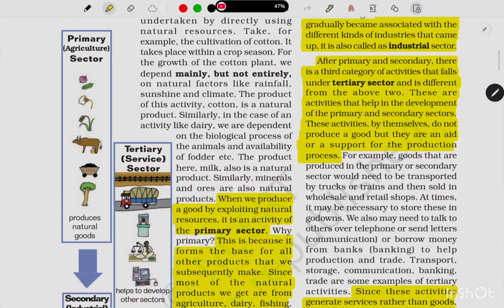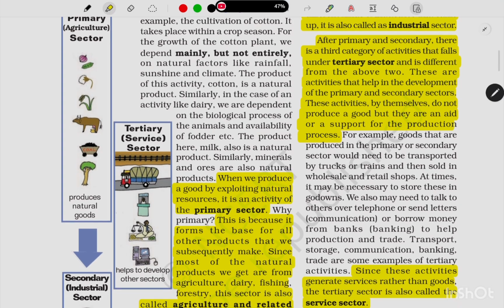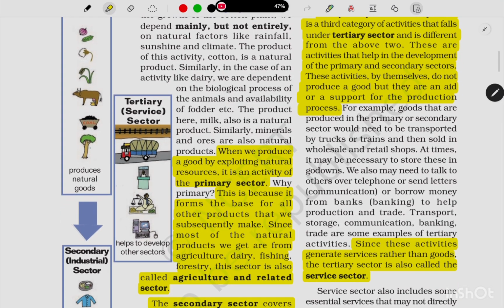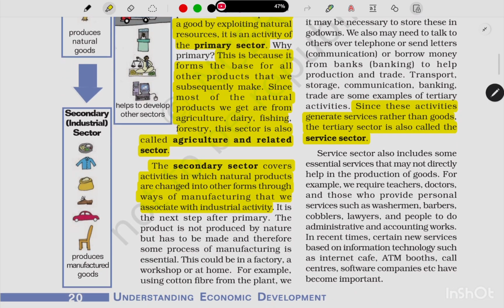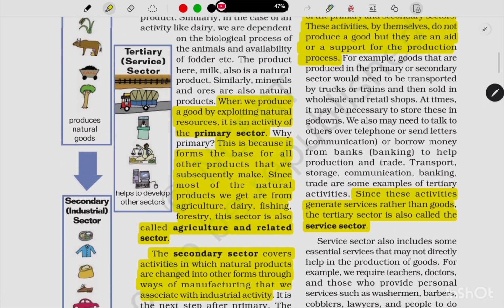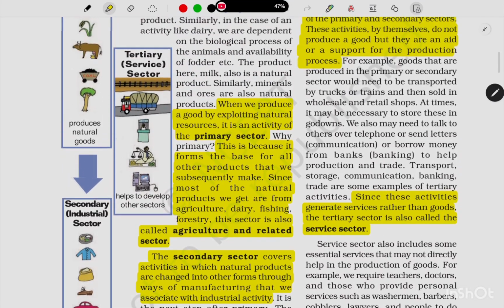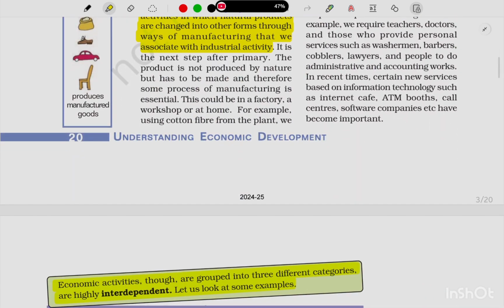So here, let's see this diagram. The primary or agriculture sector produces natural goods, and the secondary sector produces manufactured goods. The tertiary or service sector helps to develop other sectors. Okay, pretty simple.